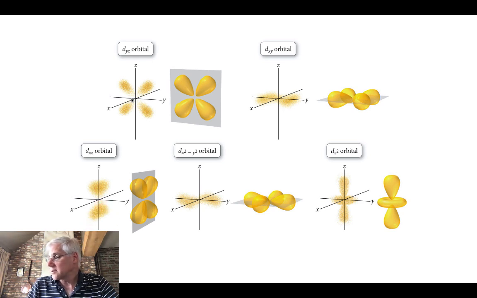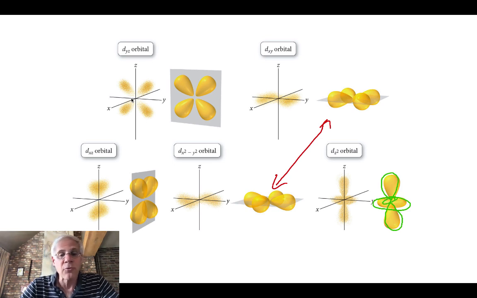Our dx squared minus y squared, you can see it shifted just a little bit if we compare the two views right there. You can see that the lobes are rotated by 45 degrees. And then we have the dz squared orbital, which I mentioned looks like a pz orbital, which looks something like this. And then we've got this little donut that goes around there.